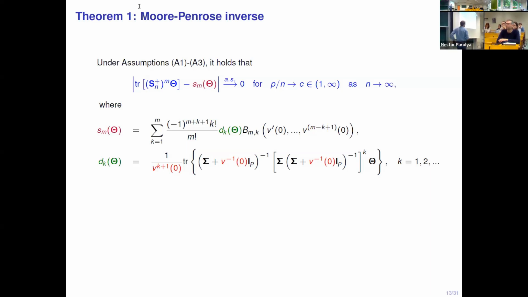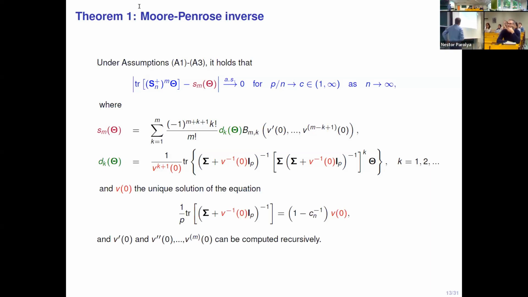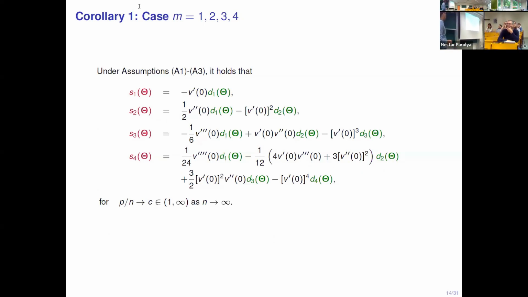The function v is vital. I will not say a lot about this function. I will tell you if you ask me or in the break, but it is the unique solution of a specific equation, and all of the other v_k's are derivatives which you can compute recursively. There is a recursive formula, so you can compute them. So the first question could be, can I estimate this v? It would already be very useful, right? But before, we just computed four moments, so you see how they look.